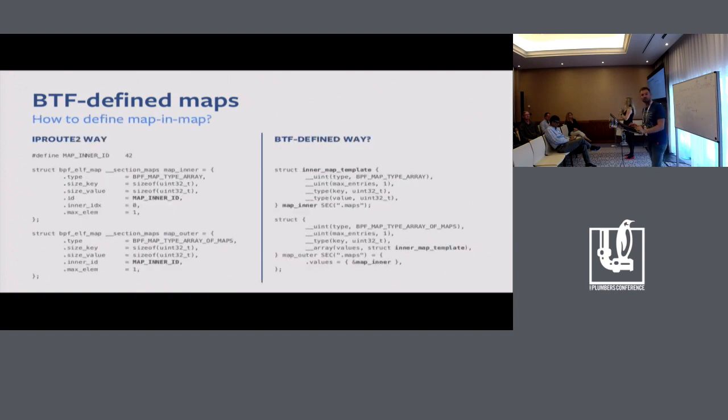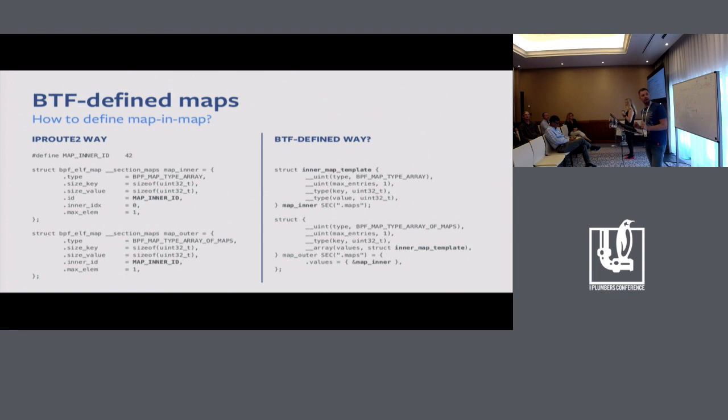But what about the more complicated map-in-map case, for example? Right now, libbpf doesn't allow you to do it declaratively. You will have to do it in code with quite a lot of boilerplate. IPRoute2 has its own slightly different format, and the way that they do it is through a few extra fields that their BPF map definition struct has. In this case, it's ID, inner ID, and inner index. The ID and inner ID on the inner and outer map should match, and the inner index specifies which slot this map is put into.